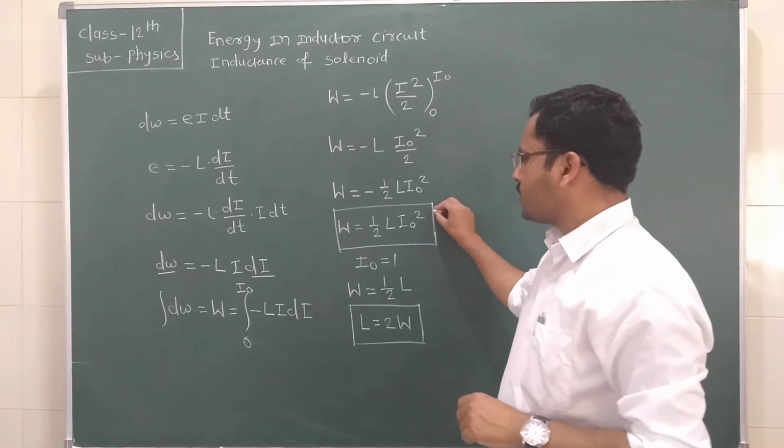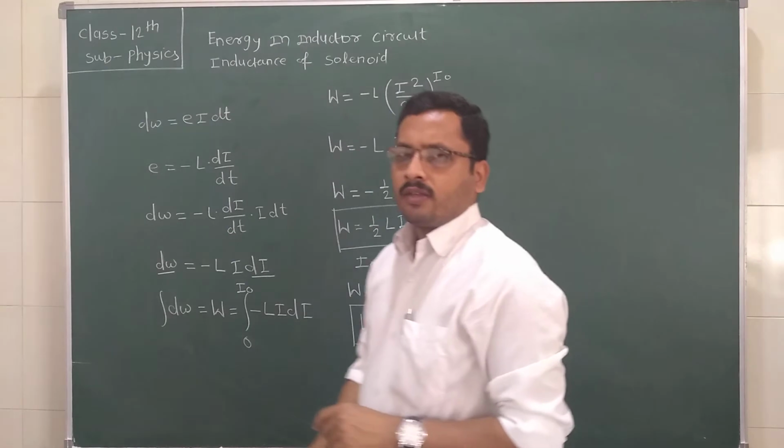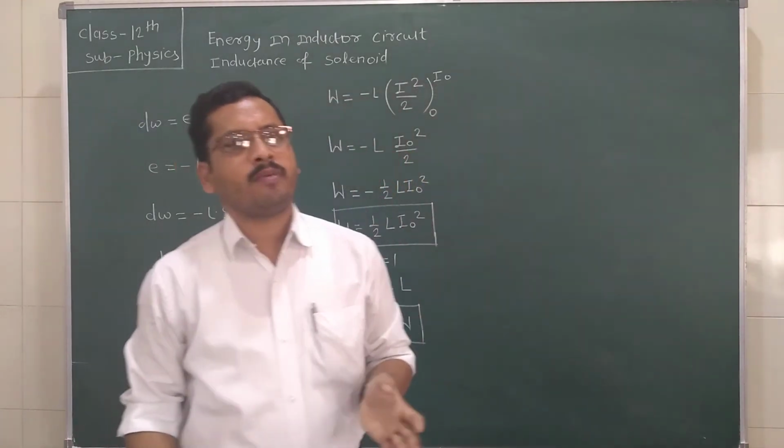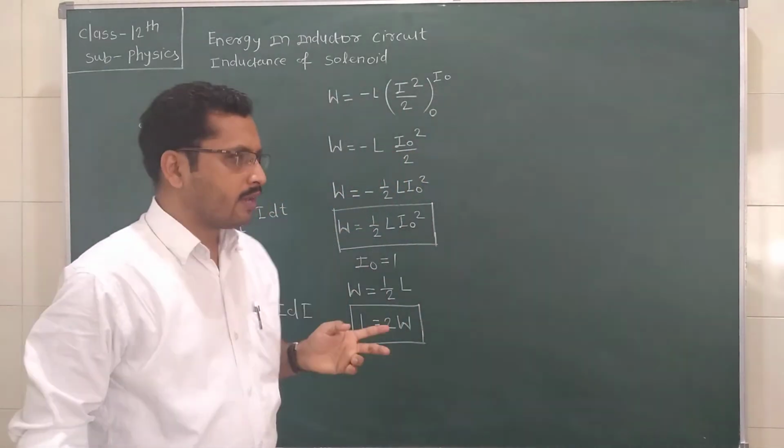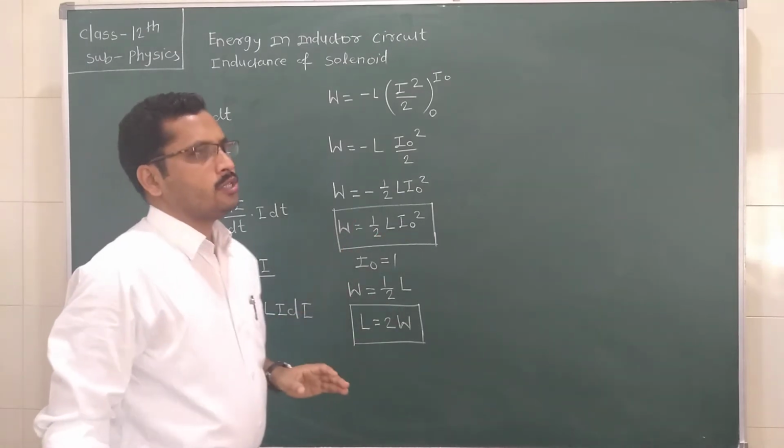This is the main equation for the energy, because this is the equation for work done, and work done is stored in the form of energy. So we can also write this energy is equal to 1 by 2 L I0 squared.